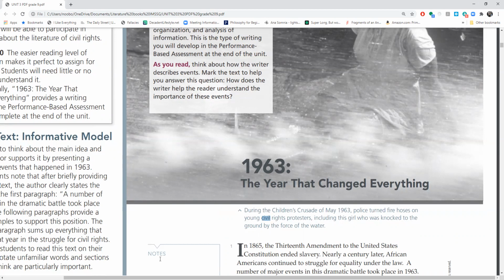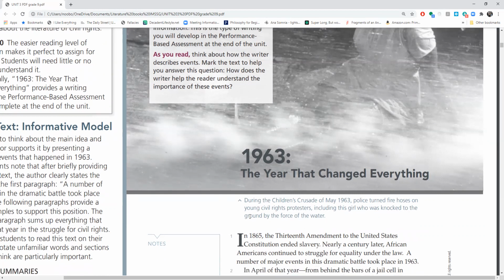So in 1963, a lot of people began this civil rights movement, which was when Black people started to protest and fight for their rights to be considered equals like the white people in America.